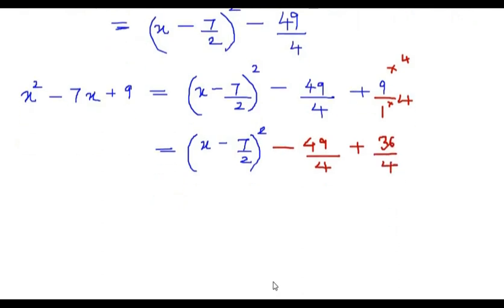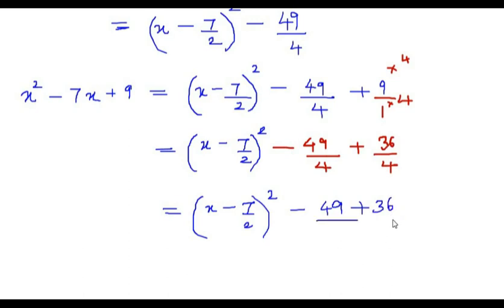So we can further simplify this as x minus 7 over 2 the whole squared minus, since the denominators are same, I can combine the numerators and write it as minus 49 plus 36 whole thing over 4.